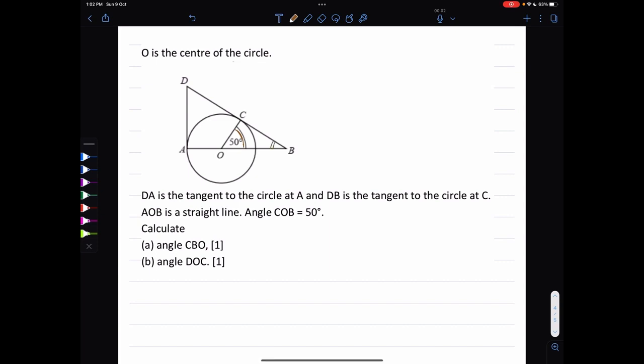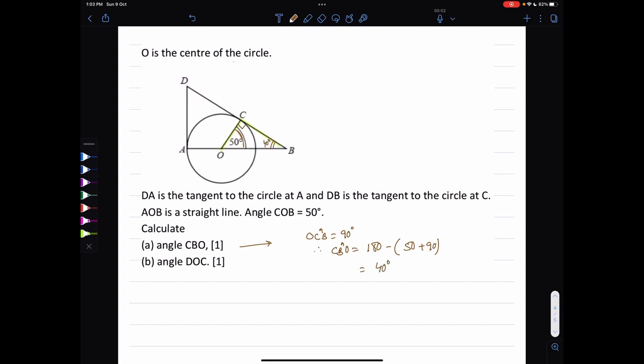CBO is this angle. Now you need to recall the property that says that the radius and the tangent are 90 degrees to each other. They are perpendicular. So if angle OCB is 90 degrees, then angle CBO must be equal to 180 minus the sum of 50 plus 90. If you do the maths, the answer is going to be 40 degrees. So this angle comes out to be 40 degrees.